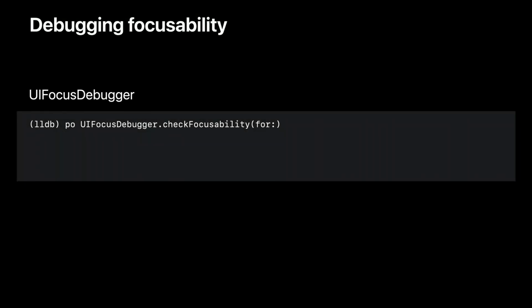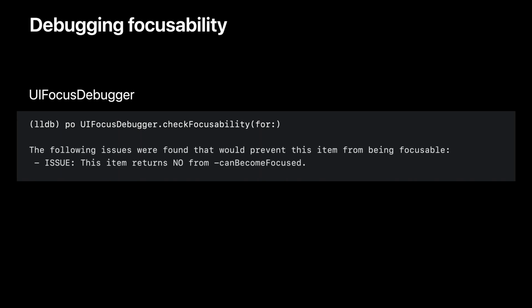If a focus item is not behaving as you would expect, there are some debugging tools available. In LLDB, you can call UIFocusDebugger checkFocusabilityForItem, and pass in the item you want to debug. For example, a view that you're trying to make focusable. It will give you an explanation of why the focus system does not consider this item to be focusable.